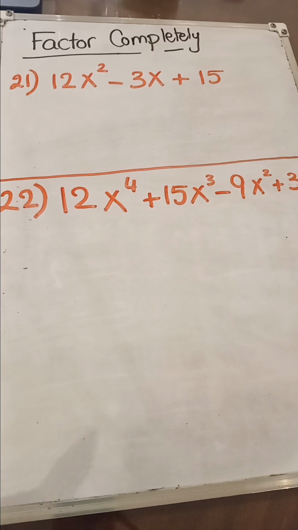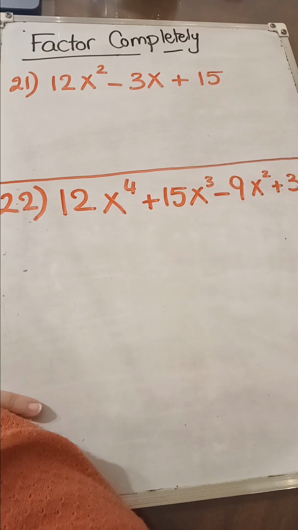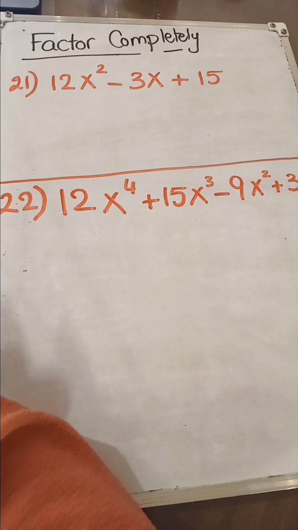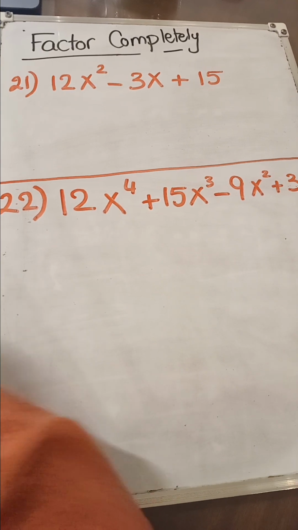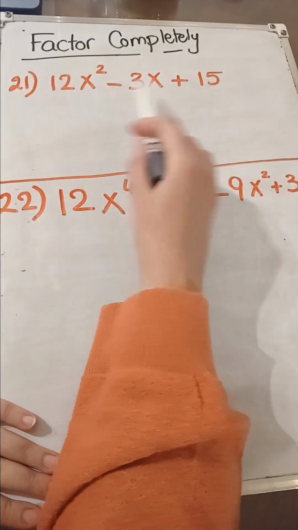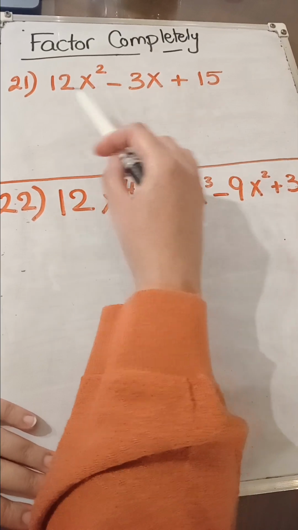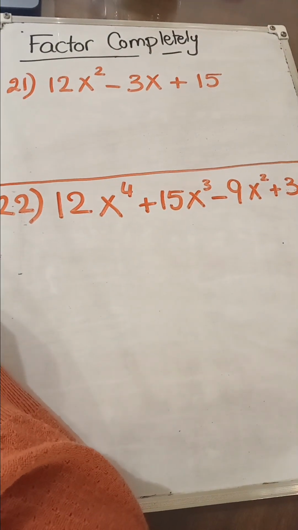Starting question 21, you're being asked to factor completely. Factoring is the opposite of simplifying. You're trying to find what factors got multiplied by each other to give us this expression.